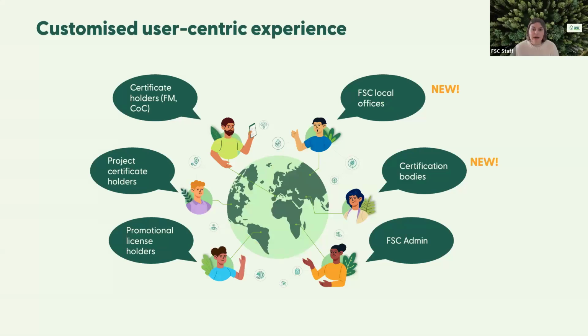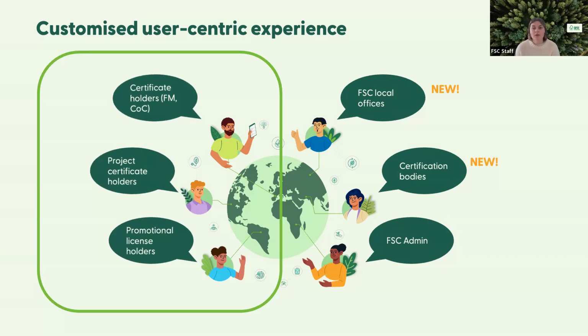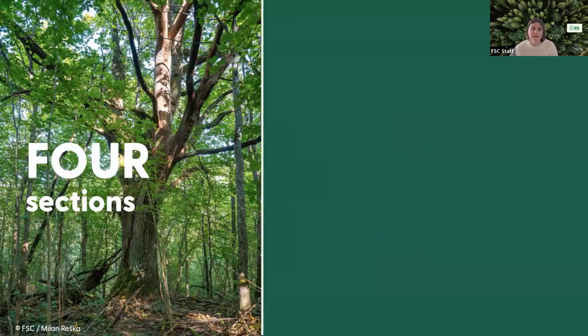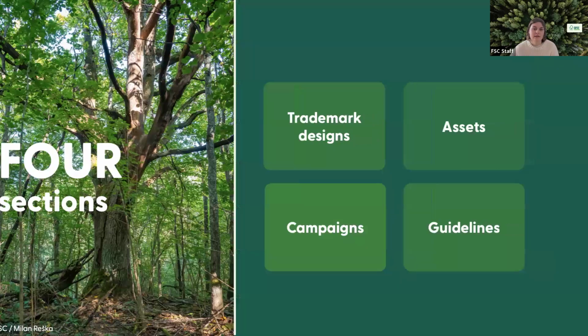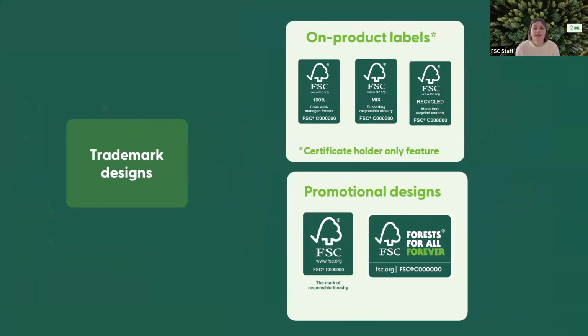It was important to keep in mind the various users of this platform, from certificate holders, project certificate holders, and promotional license holders like yourselves to certification bodies and local FSC offices and admin. The new Brand Hub incorporates four sections. We have the trademark designs, assets, campaigns, and guidelines. The trademark design section consists of the label generator, which is only accessible to certificate holders, and the promotional design generator, which is accessible to all users.